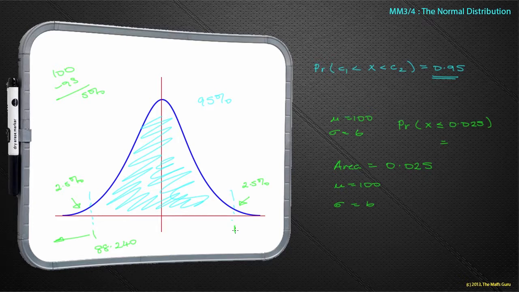How do I find this value here? It's got to lie at 97.5% of my data. So this time I put in my area as 0.975, same mu of 100, same sigma of 6, and what does my value come out at? Yep, 111.760. So there we go. I now know the value of C1 is equal to 88.240, and I know that C2 comes out to be 111.760.